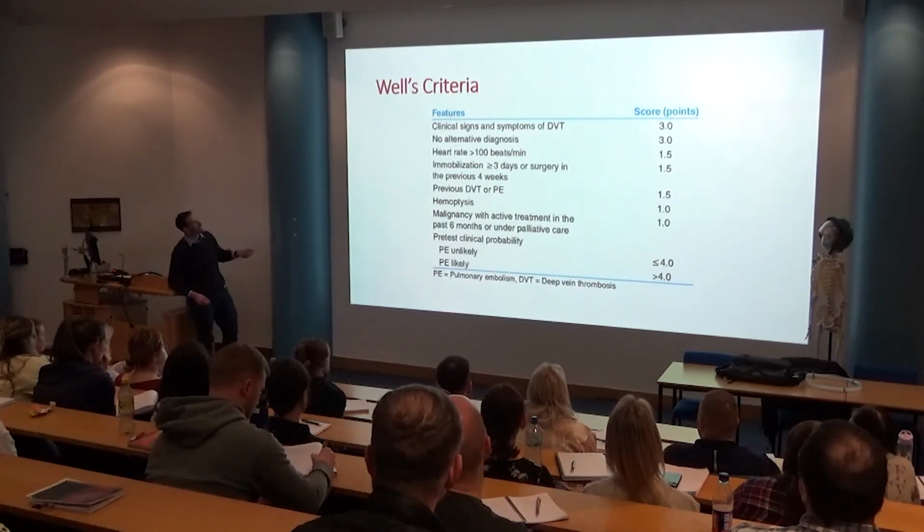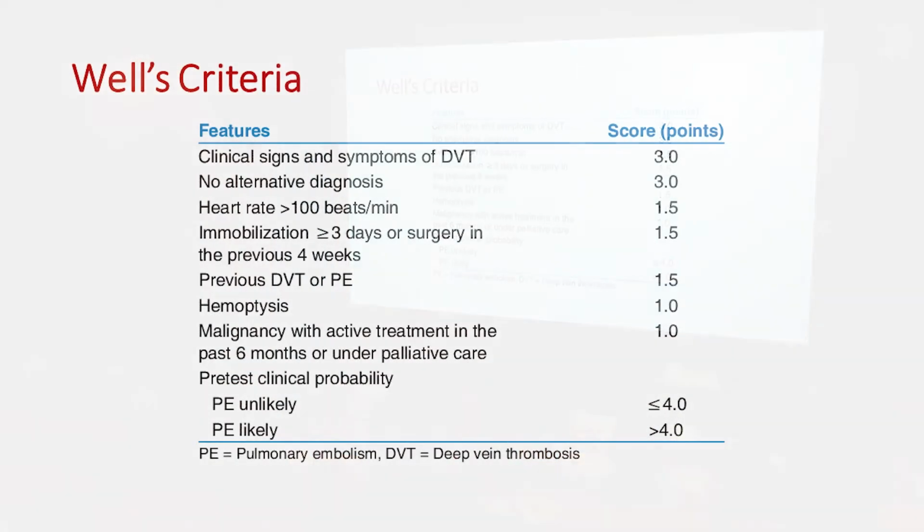It's your Wells score. There are clinical signs and symptoms of DVT, and you score 3 points. There's no alternative diagnosis, that's another 3 points. Heart rate above 100, which has quite a high affinity to PE, or tachycardia. Immobilization for over 3 days or surgery in the previous 4 weeks. Previous DVT or PE. Hemoptysis, so if you start spitting up blood. Malignancy with active treatment in the past 6 months or under palliative care.